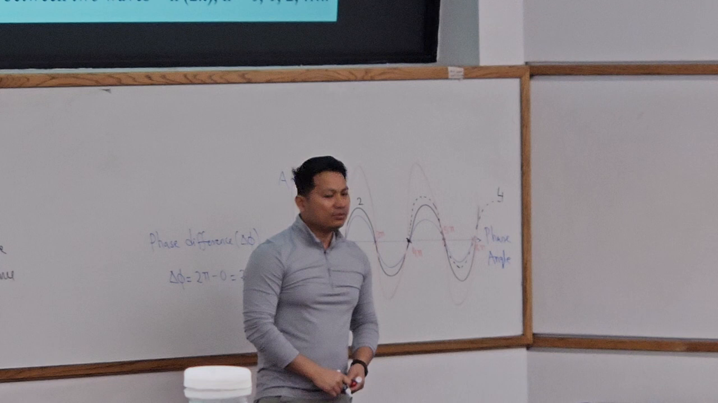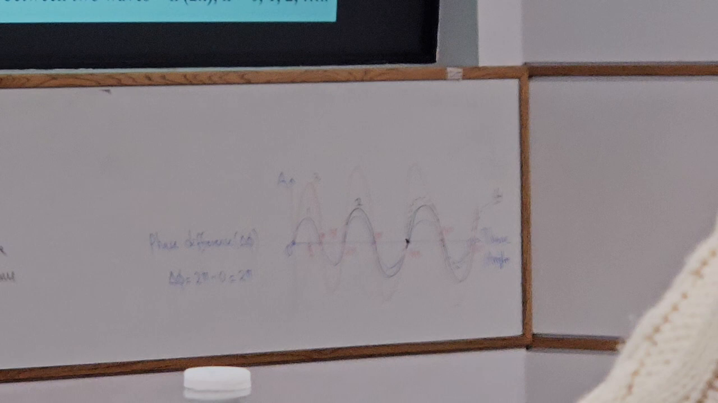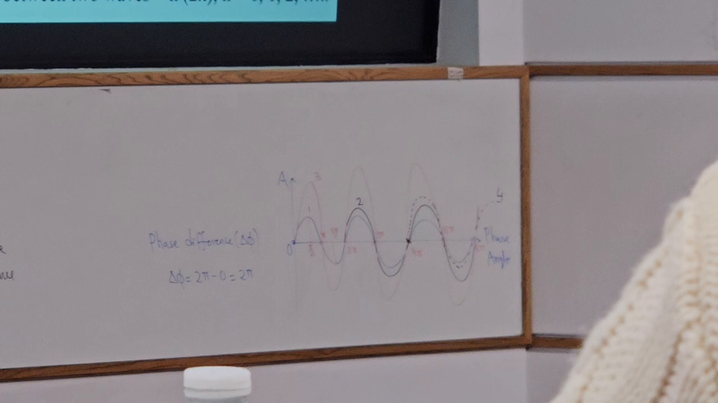Okay? So, long story short, to have a constructive interference, the phase difference between the two waves is going to be an integer multiple of 2 pi, and n represents 0, 1, 2, 3. So if n equals 0, n times 2 pi is going to be 0. If n equals 1, it's going to be 2 pi. If it's 2, it's going to be 4 pi, then 6 pi. Okay? So this is called constructive interference.